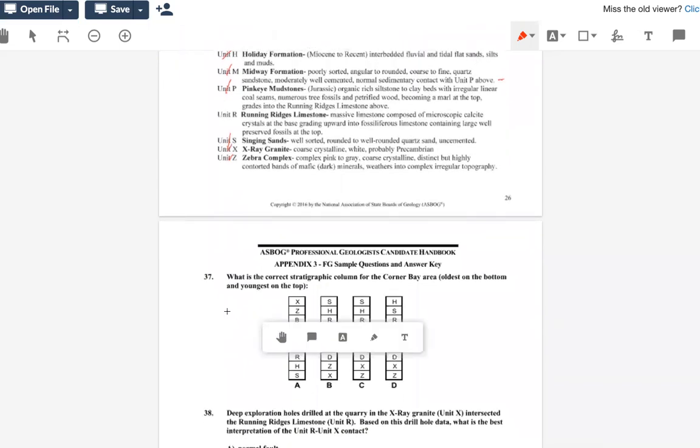So this one says X is the youngest, so that's wrong. This says S is the youngest. Okay, I believe that. This says S is the youngest. Okay, so I know it's not D either. So 50-50 shot.